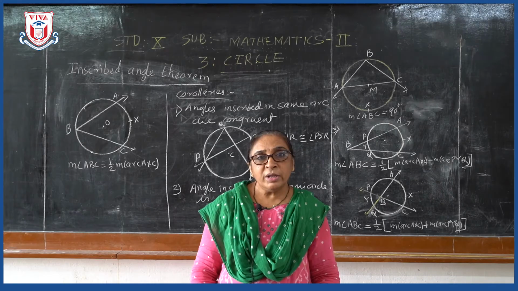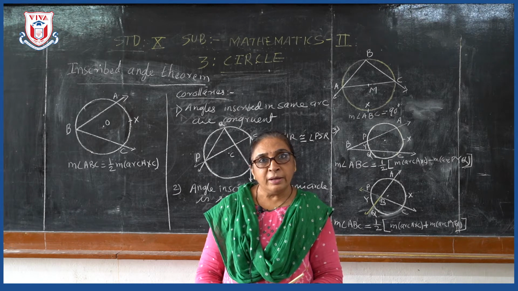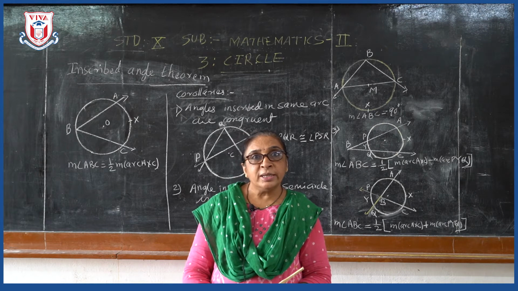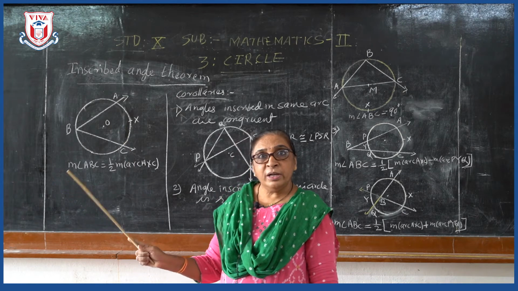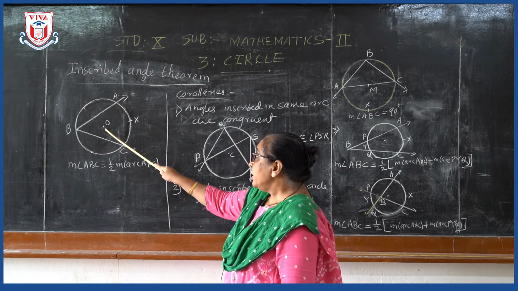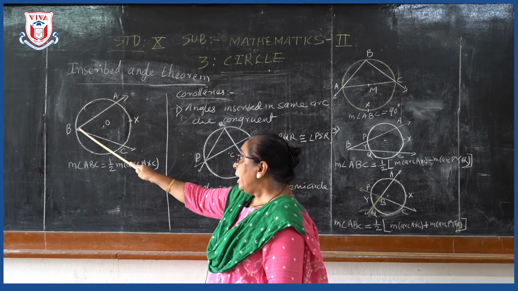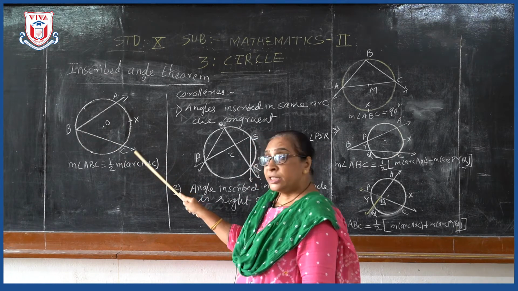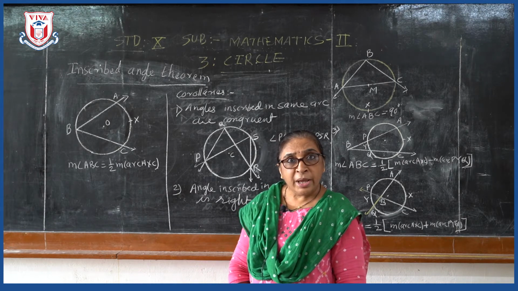Okay? Now, the next important theorem of this chapter is the inscribed angle theorem. Children, first we will see what is called an inscribed angle. Now, just observe the figure drawn on the board. See here, O is the center of the circle, and in this figure you can see angle ABC. Here, angle ABC is called an inscribed angle. There are certain conditions for an inscribed angle.